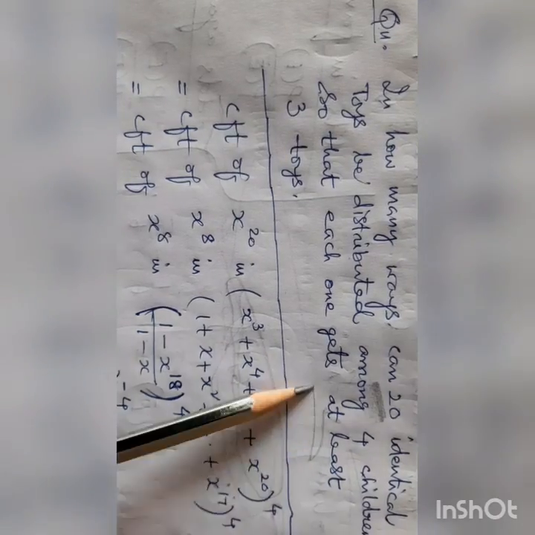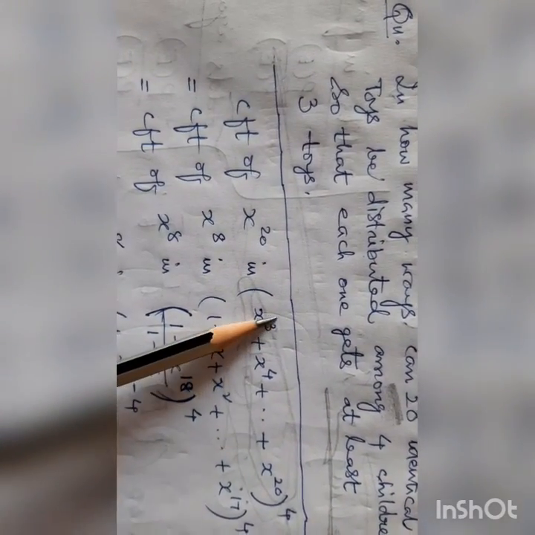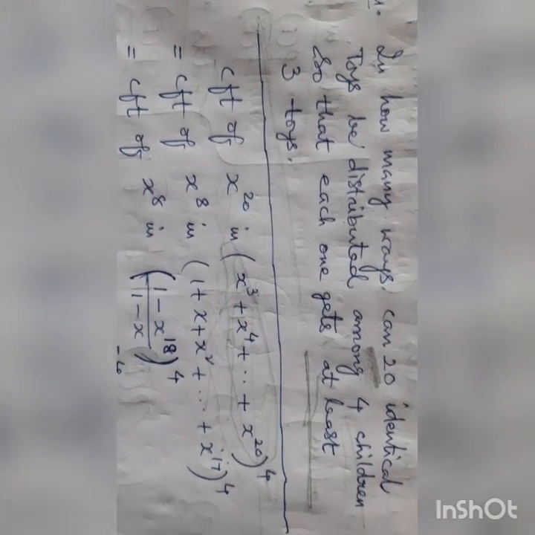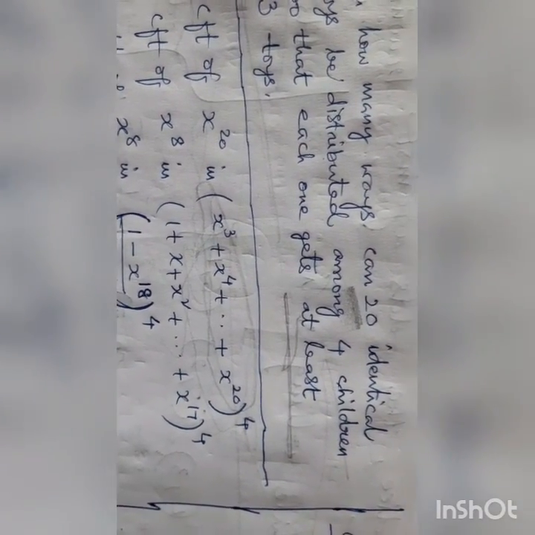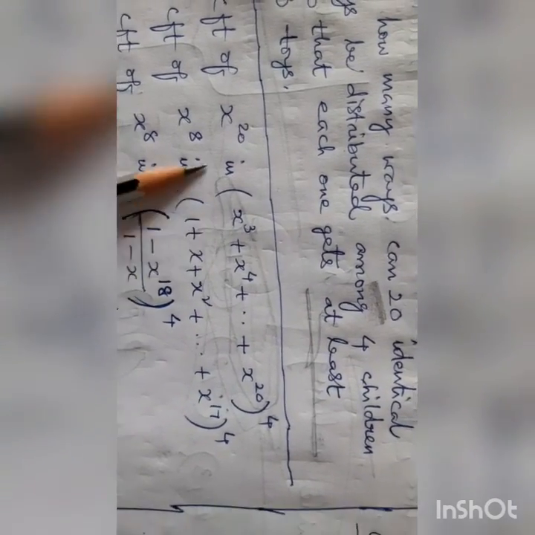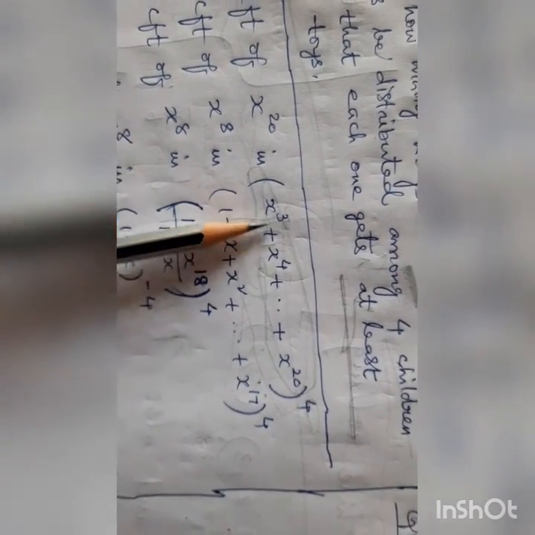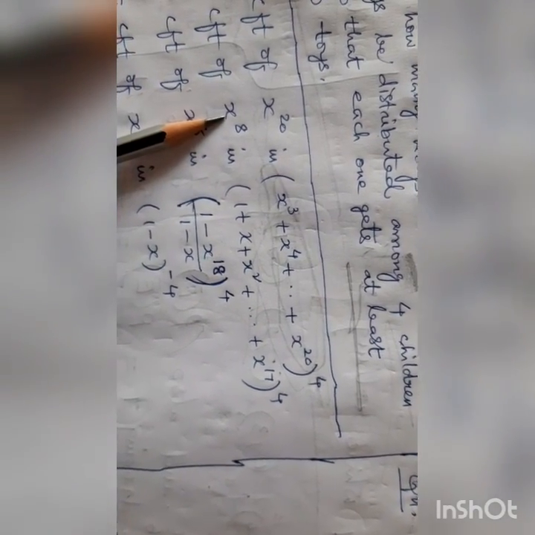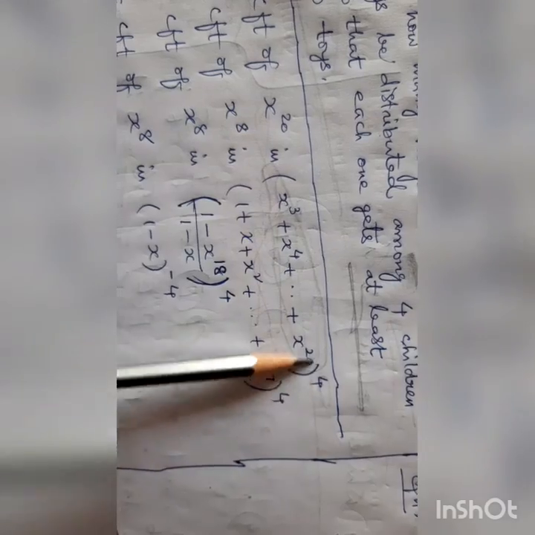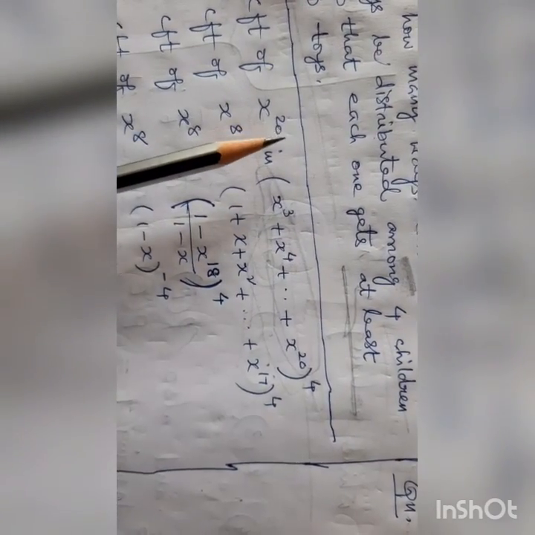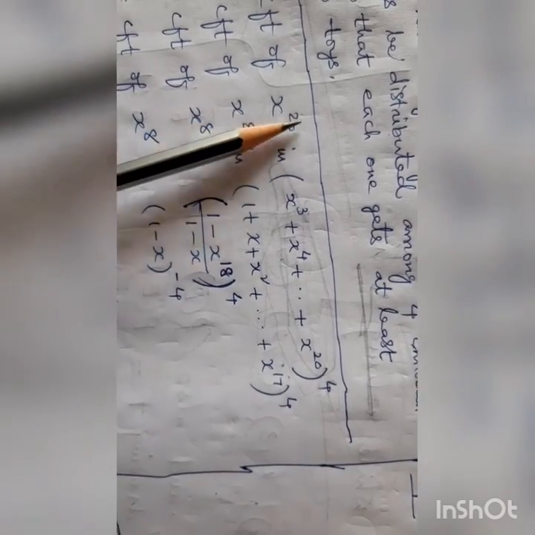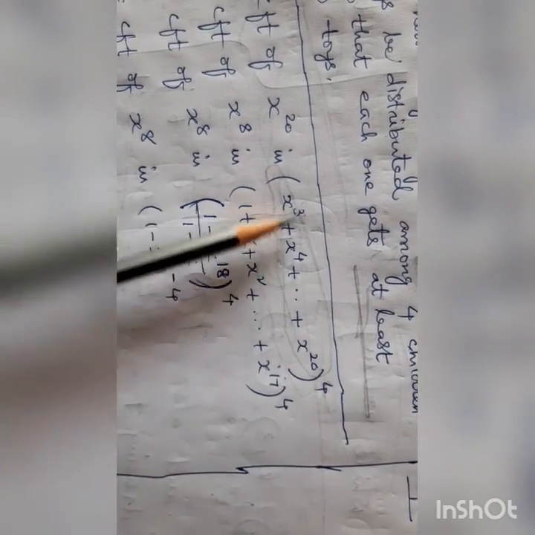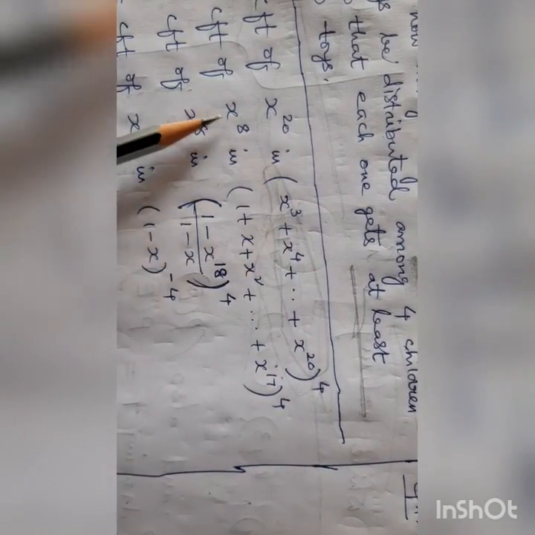At least 3 toys. It means from 3 only you have to start. Now, the logic is, X cube is there. You please take X cube out. X cube to the power 4 is X power 12, you take out. Now the coefficient of X power 8, because this is 20 and this is 12, so 20 minus 12, 8, you have to subtract. If you take X power 12 out of X power 20, X power 8 will be coming.